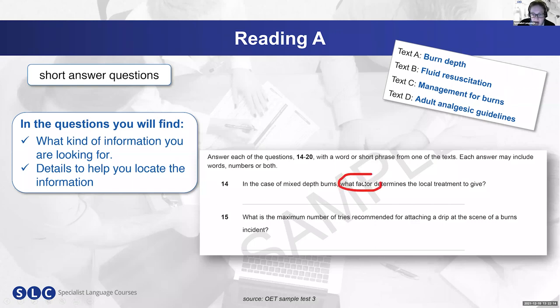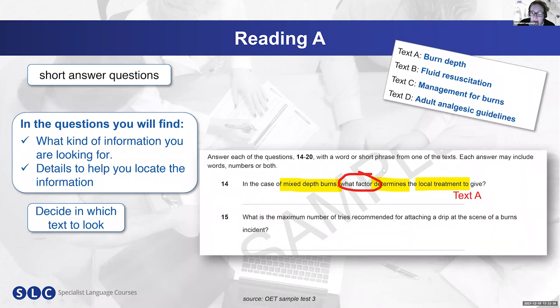For example, here, what factor? And details to help you locate the information. So we've got mixed depth burns, determines, and local treatment. So we're looking for a factor that determines the treatment in mixed depth burns. We then need to decide which text to look in. So this one is probably going to be in text A because it's talking about the burn depth.